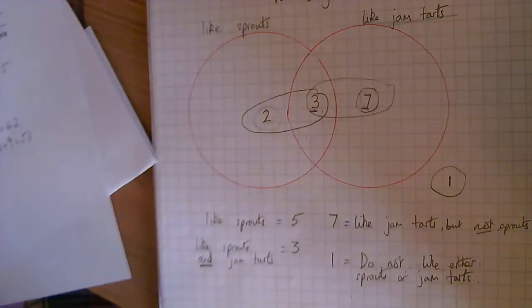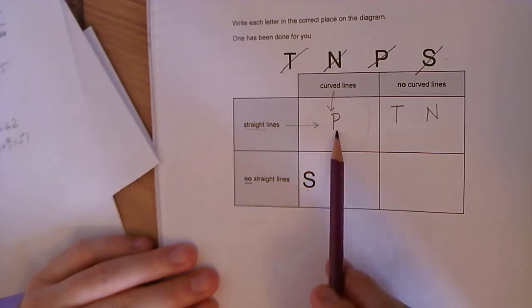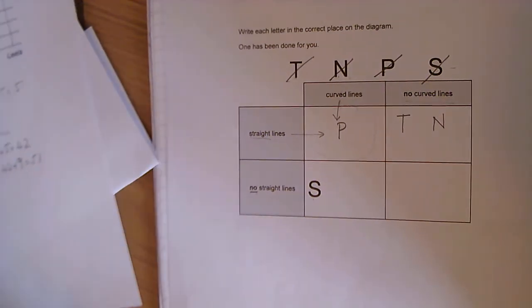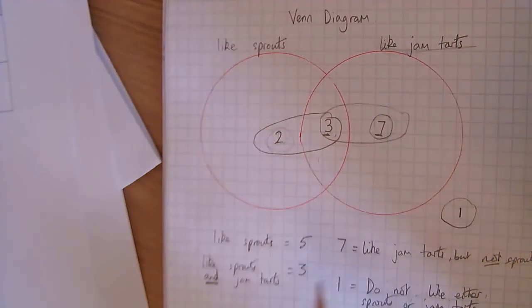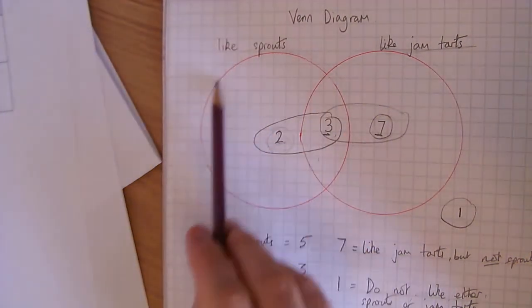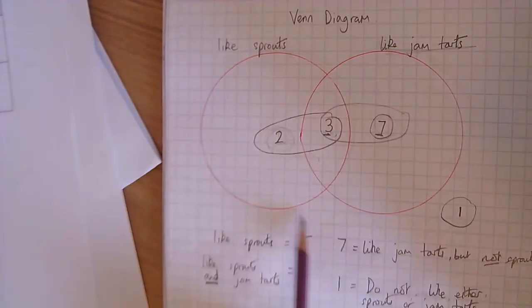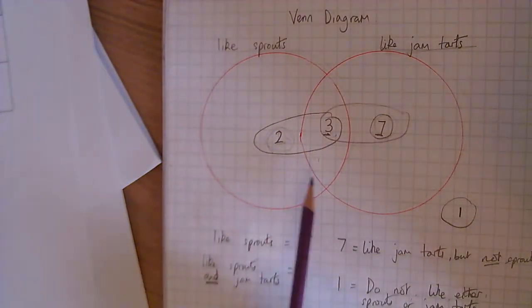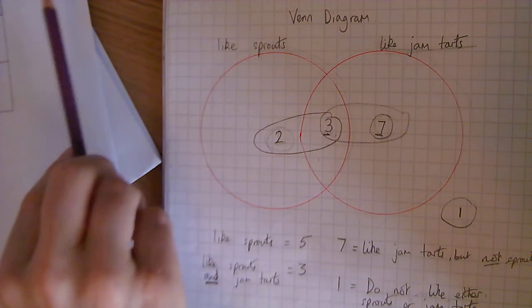And then we looked at these Carroll diagrams, a bit like a table. Got to work out where the things go. Do that carefully. And then Venn diagram, overlapping circles. Everything in this circle likes sprouts, everything in this circle likes jam tarts. And just be careful when you work out the answers. Work out when you need to add things up, and work out when you don't. Just be really careful with the maths that you do there.